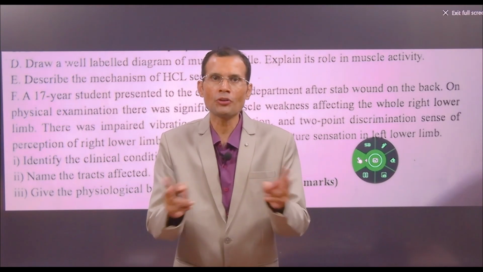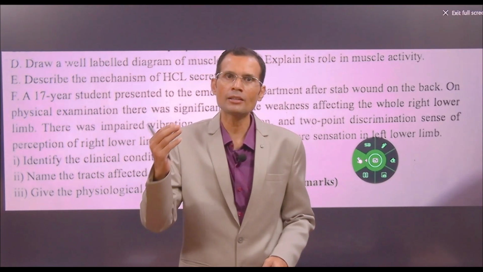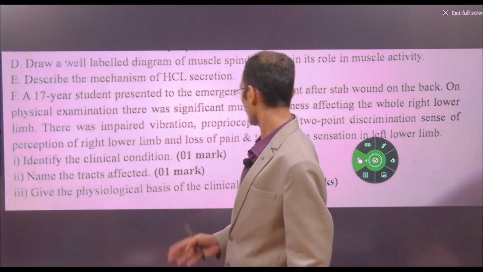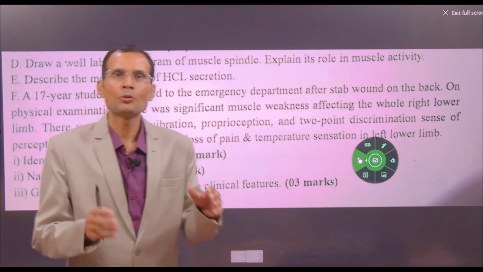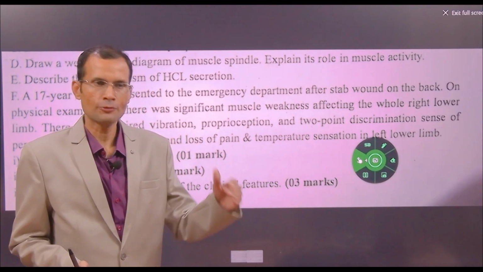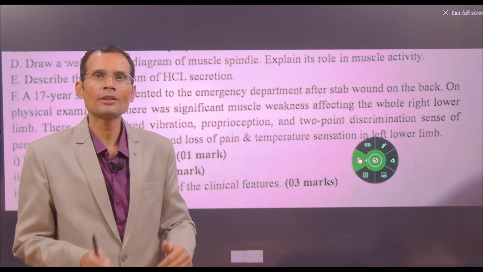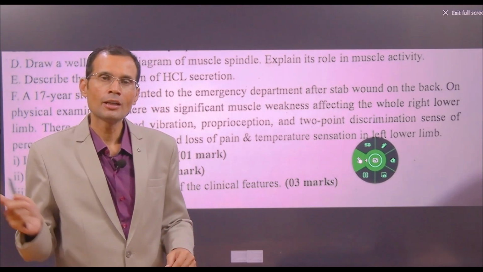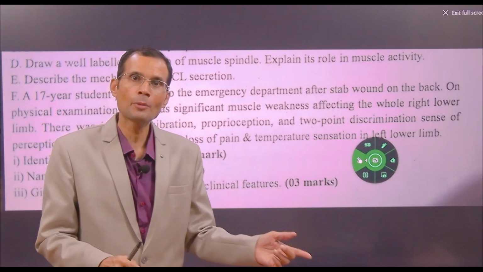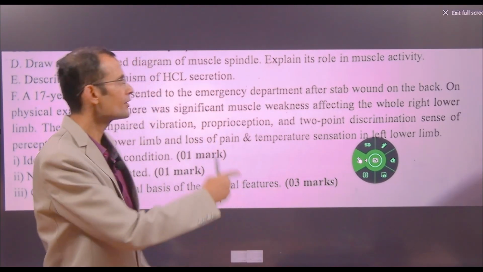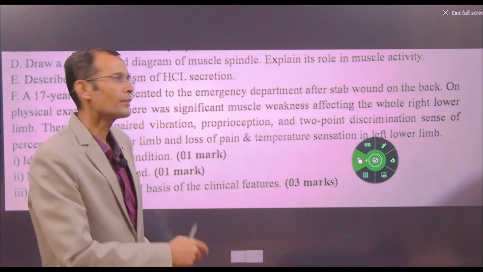Name the tracts affected. You know there are these two tracts, the dorsal columns and anterolateral system. And give the physiological basis of the clinical features. You have to know the dorsal column and anterolateral system. Dorsal column fibers for the fine touch, they enter the spinal cord, they ascend on the same side. And pain and temperature comes into the spinal cord and crosses the midline and then ascends upward on the opposite side. This is the reason for such manifestations.